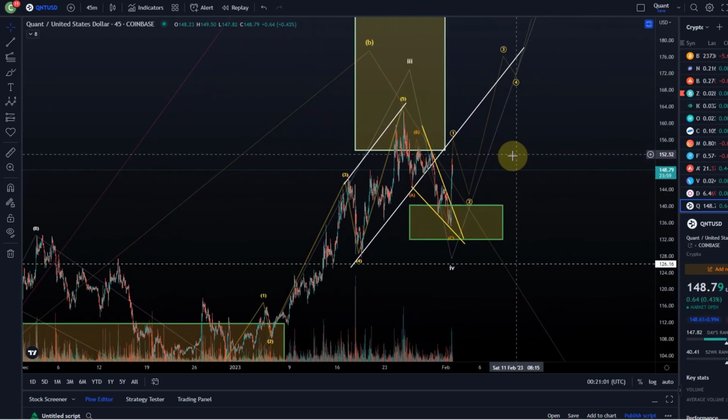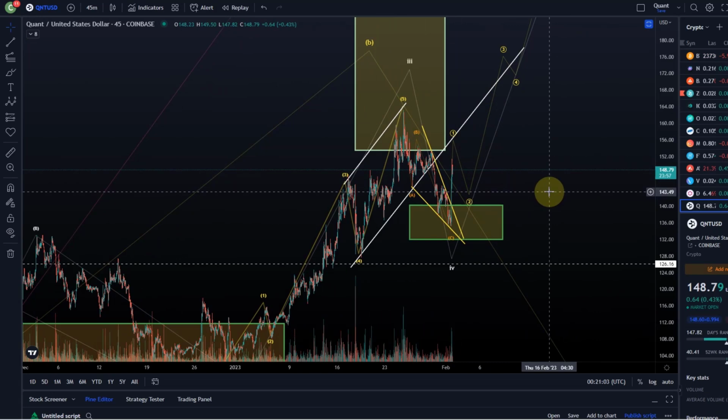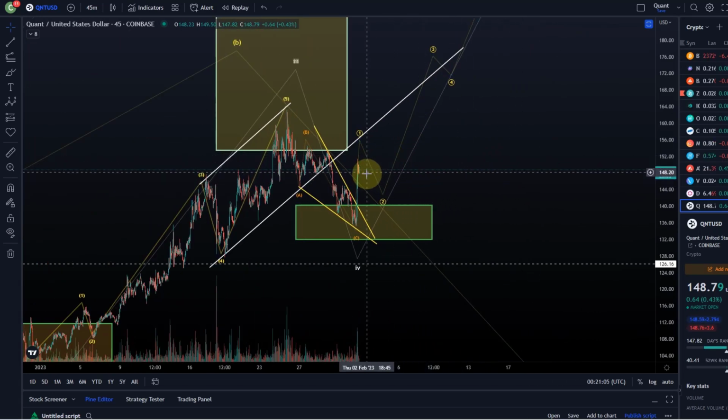That's where we are, and I will keep you updated about Quant. Looking good so far.